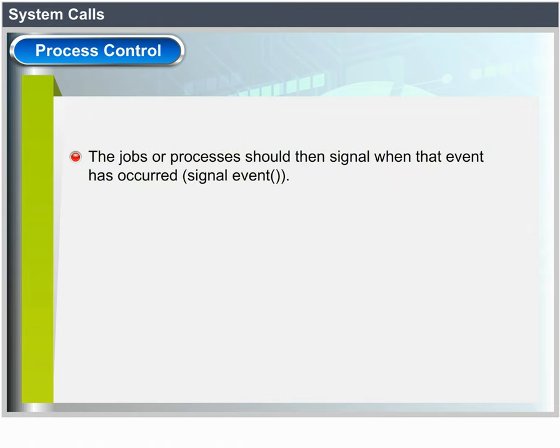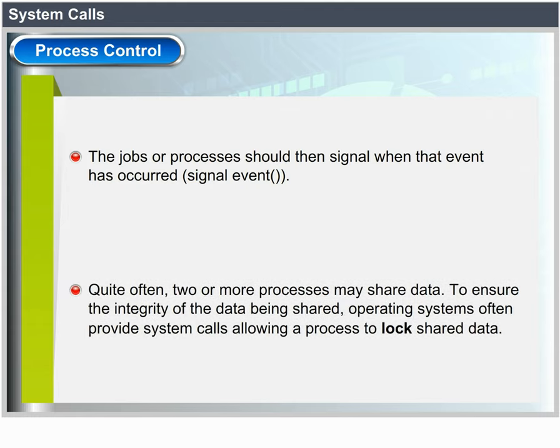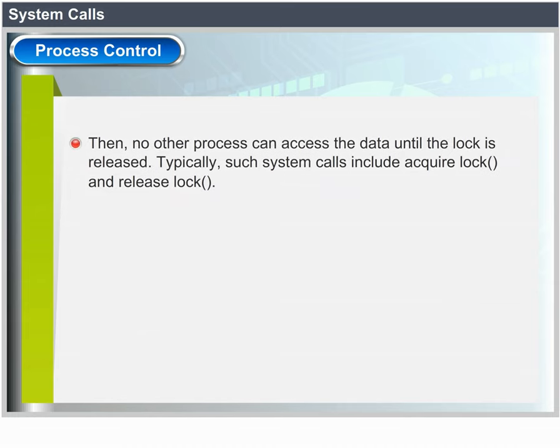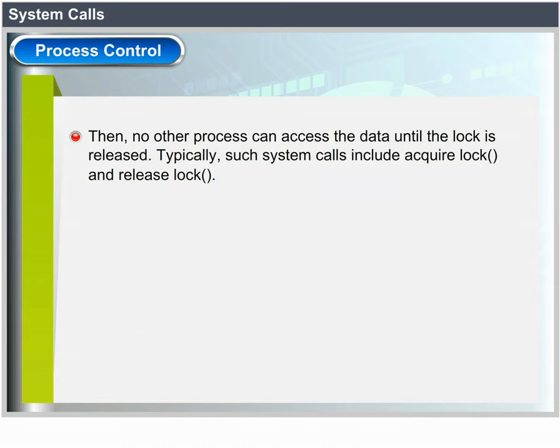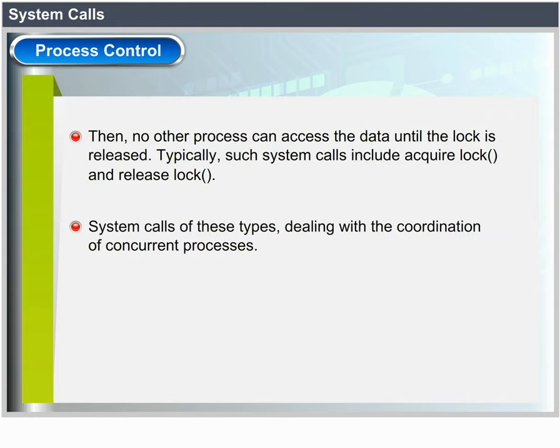Quite often, two or more processes may share data. To ensure the integrity of the data being shared, operating systems often provide system calls allowing a process to lock shared data. Then, no other process can access the data until the lock is released. Typically, such system calls include acquire lock() and release lock(). System calls of these types deal with the coordination of concurrent processes.